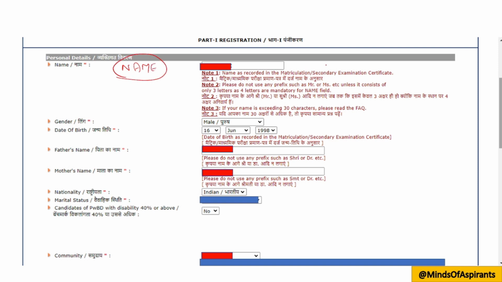Many have got this confusion that there is some name in one identity card, some name in some other identity card. See, your name in your matriculation and secondary examination certificate, that is your 10th standard, 12th standard examination, whatever your name has been designated in that, please do fill that. Don't worry that there is a discrepancy in name. UPSC will give you an ample amount of time. They will give you a lot of time.